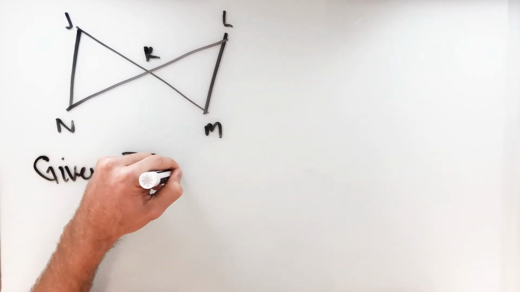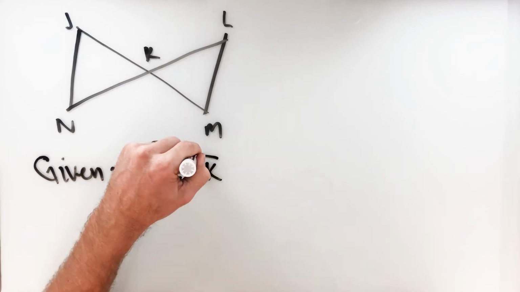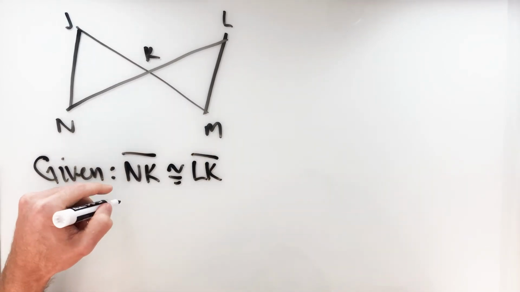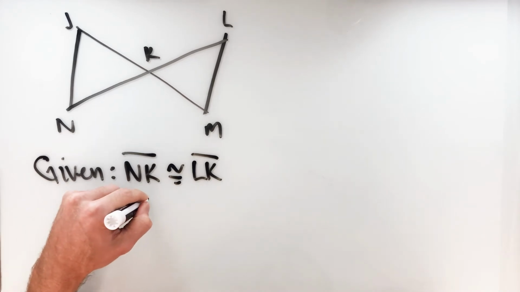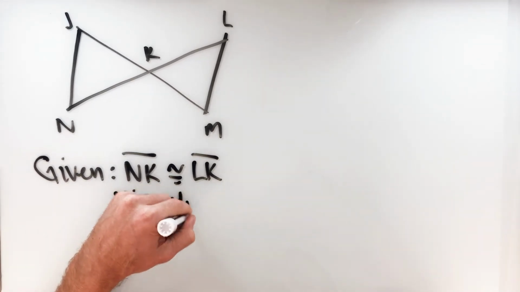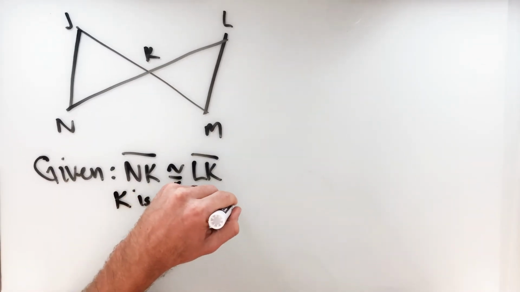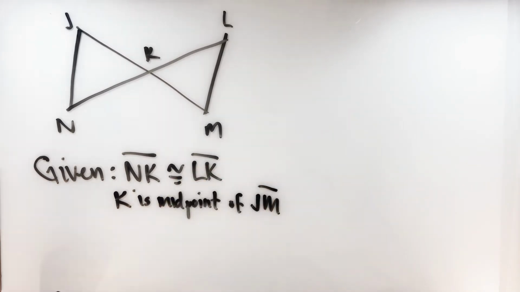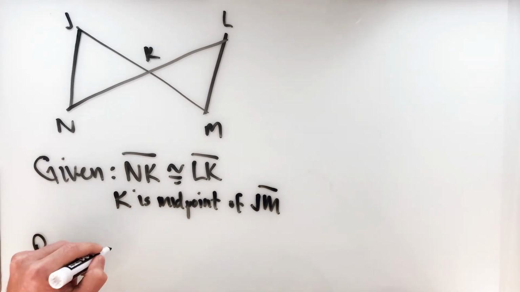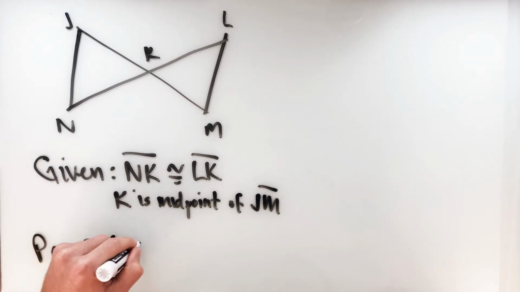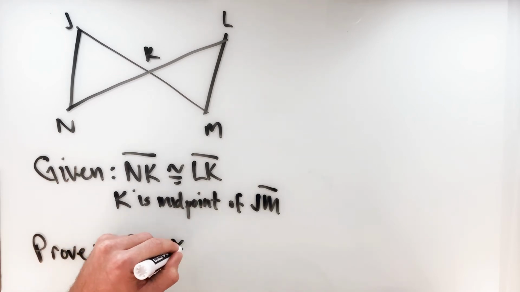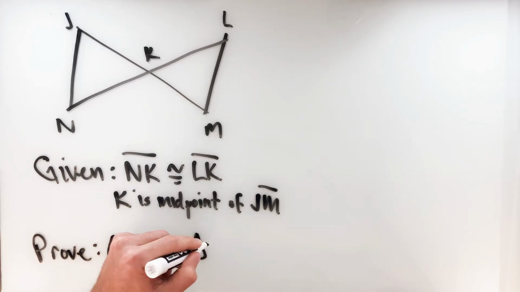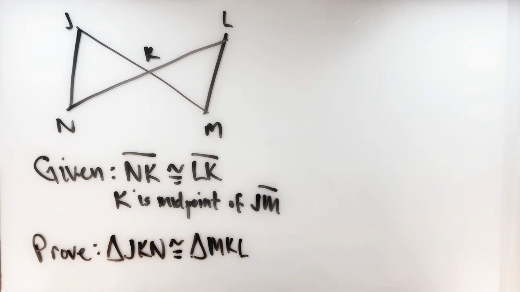segment NK is congruent to segment LK. And let's also say that K is the midpoint of JM. We're going to try to prove that triangle JKN is congruent to triangle MKL. So that's our goal. Prove that these two triangles are congruent.